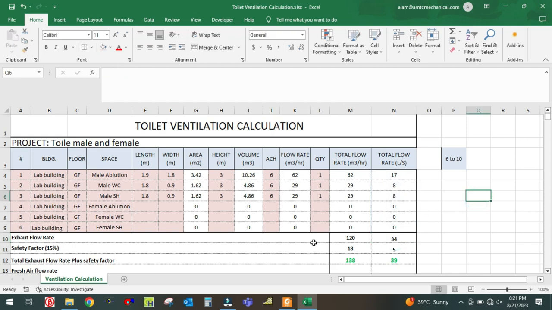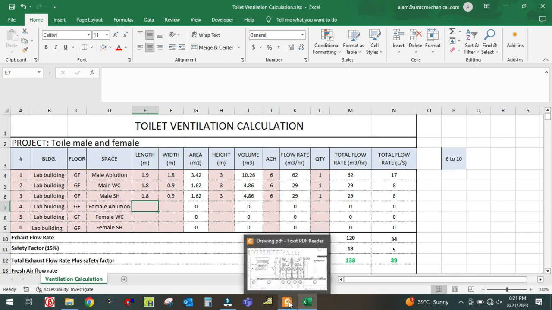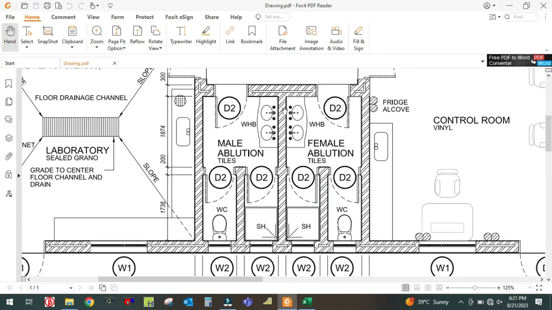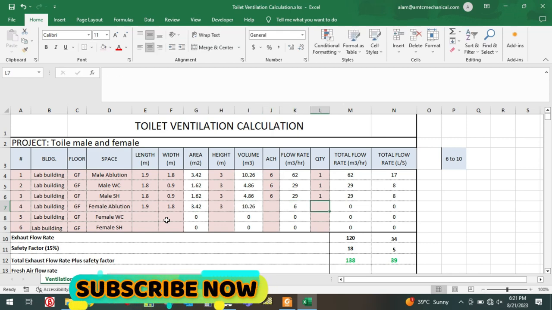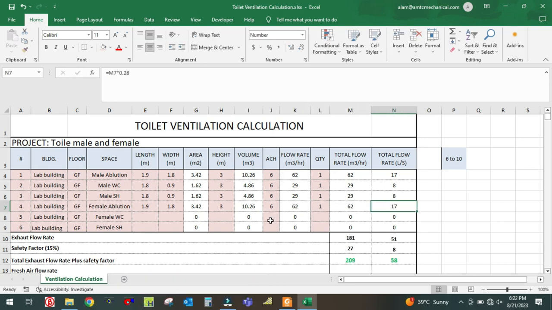It's very easy. And for the female toilet, the female evacuation is the same. Both toilets are symmetrical, so the dimensions of both are the same. 1.8 by 1.8 and 3 meter height and 6 air changes. Sorry, here it is 6. Okay, and quantity is 1. So I'm getting here 17.